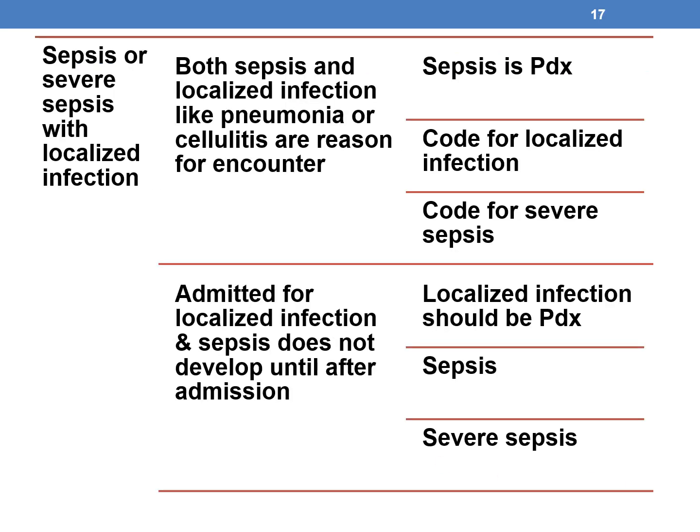Here you can see two scenarios for severe sepsis or sepsis with localized infection. The first case is both sepsis and localized infection like pneumonia or cellulitis are reason for encounter. In that case, sepsis should be the PDX followed by code for localized infection and followed by code for severe sepsis and any associated organ failure if present. Next case is patient is admitted for localized infection. Here the reason for encounter is localized infection and sepsis does not develop until after admission. In that case, reason for encounter should be the PDX, that is localized infection should be PDX followed by code for sepsis and followed by code for severe sepsis and any associated organ failure.